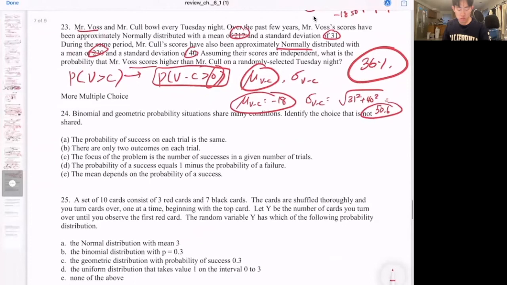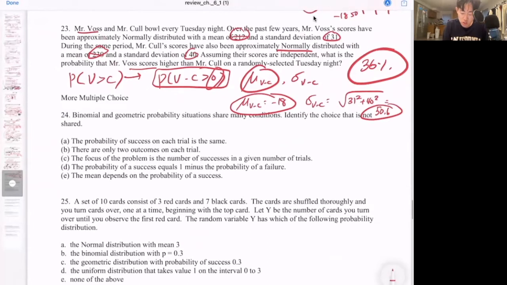So binomial and geometric probability situations share many conditions. Identify the choice that is not shared. The answer to this question is between geometric probability and binomial. Geometric means that it's until something happens. So you keep on rolling dice until you get a 6. For binomial, n is fixed, and for geometric, n is not fixed. That is the main difference between the two.